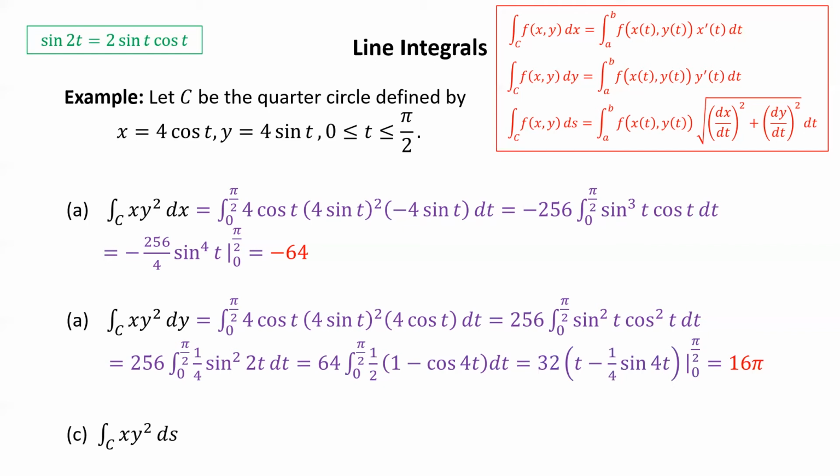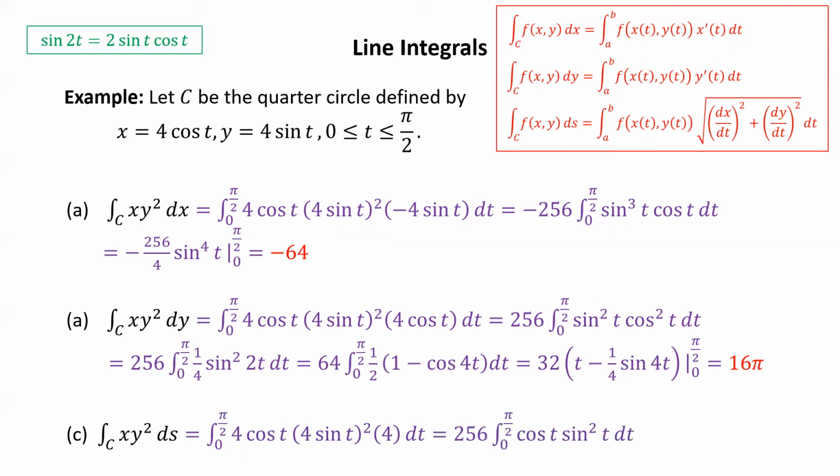Okay, and finally, the integral over c xy squared ds. Again, the first part is the same. We get the integral from 0 to pi over 2, 4 cosine t times the square of 4 sine t. And then we have to multiply by the square root of dx dt squared plus dy dt squared. So that's the square root of the square of negative 4 sine t plus the square of 4 cosine t. That is just the square root of 16 using the Pythagorean identity as usual. And the square root of 16 is 4. So that is where that 4 comes from there.